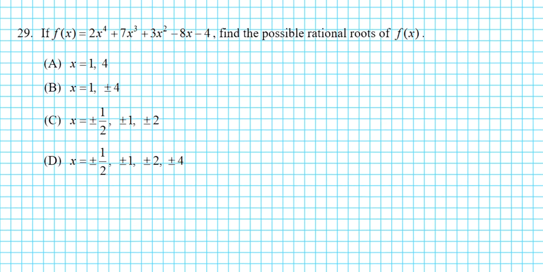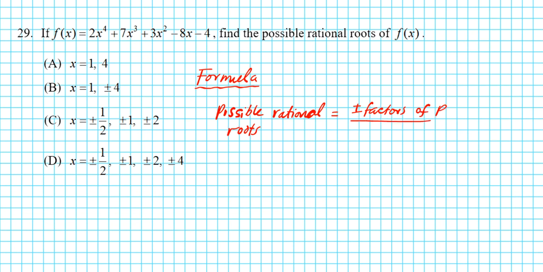Alright, let's take a look at 29. It says if f of x is 2x to the fourth plus 7x to the third plus 3x squared minus 8x minus 4, find the possible rational roots of f of x. Okay, so let's write down the formula again. Formula for positive possible rational roots. So possible rational roots are given by positive and negative factors of p divided by positive and negative factors of q.